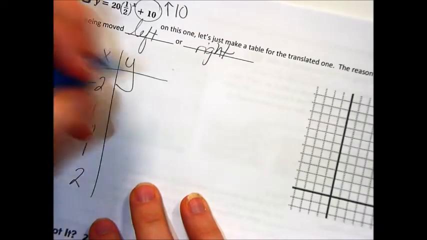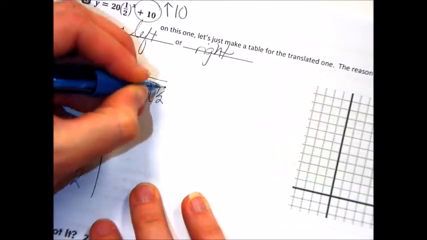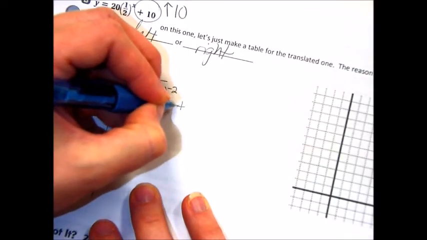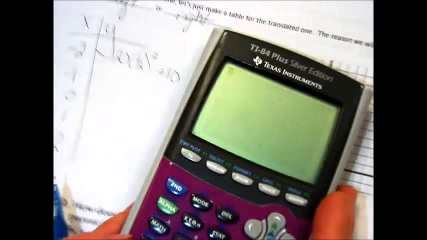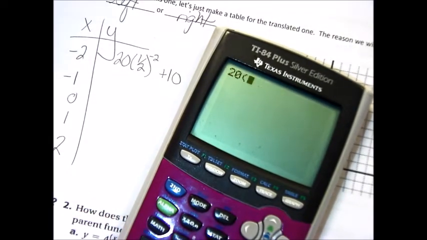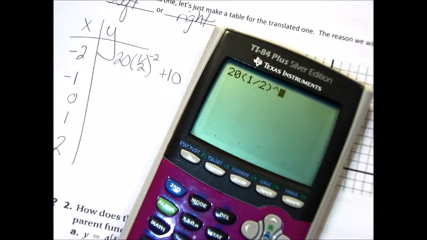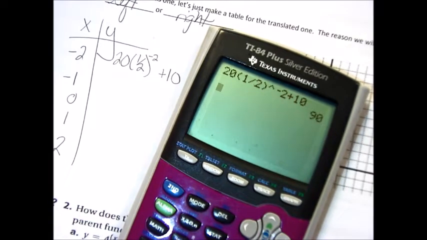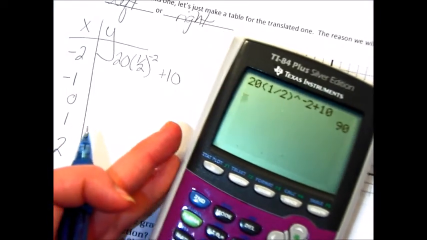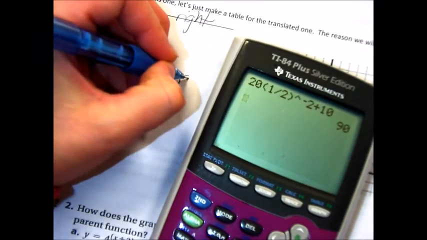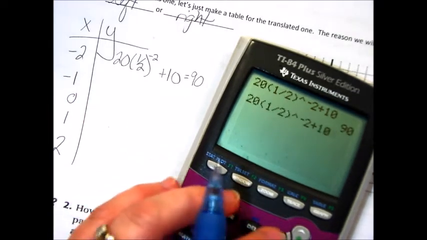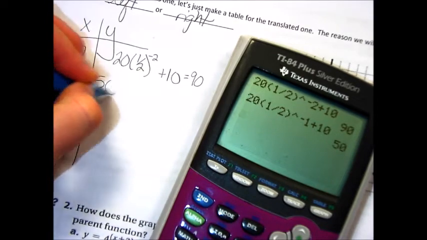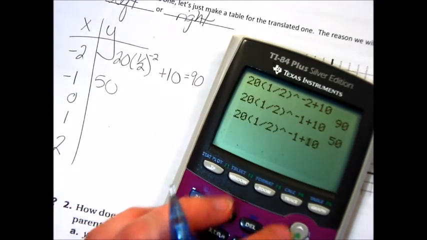Good for you. So we'll do 20 times 1/2 to the -2 power and then a big plus 10. And you're just going to be doing the exact same thing you were doing. 1/2 to the -2 power and then a plus 10 gives me 90. That's a big answer. Wow, that's obnoxious. It's kind of my fault for making the graph. Okay, now plug in -1. There's another big answer.